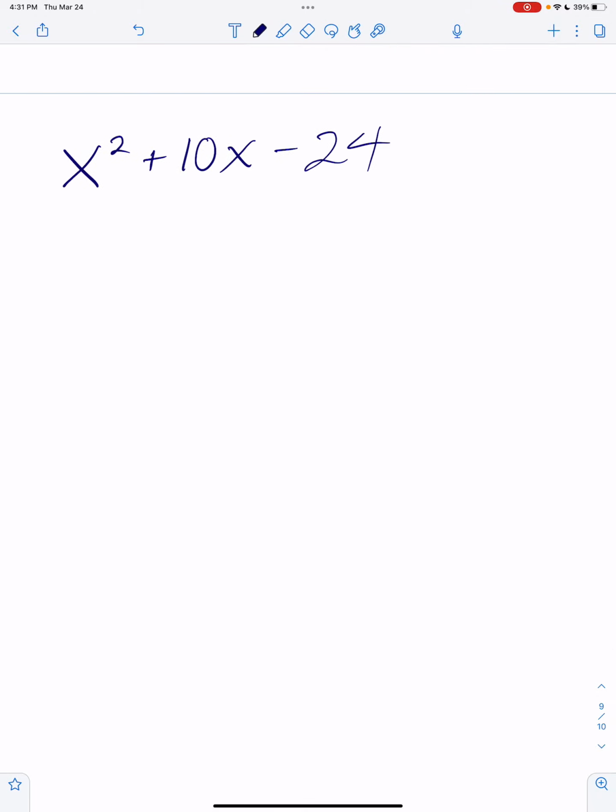First off, right off the bat, I note that in this case I have a positive and a negative. I know that's going to mean a few different things for me. But I also see I have an x squared again, so that tells me two brackets, because I know an x times an x is going to give me an x squared, so I'm going to put those in there.